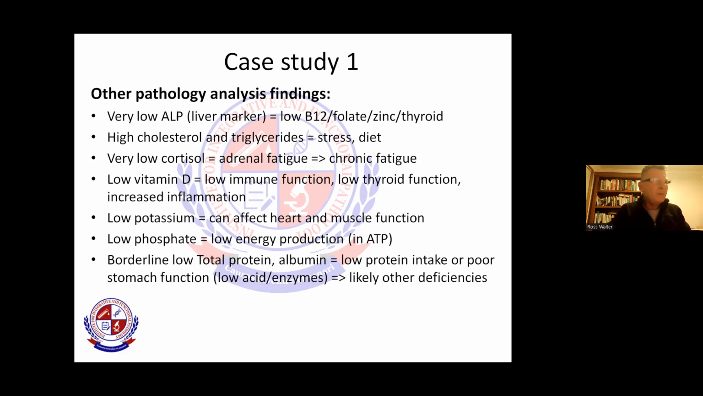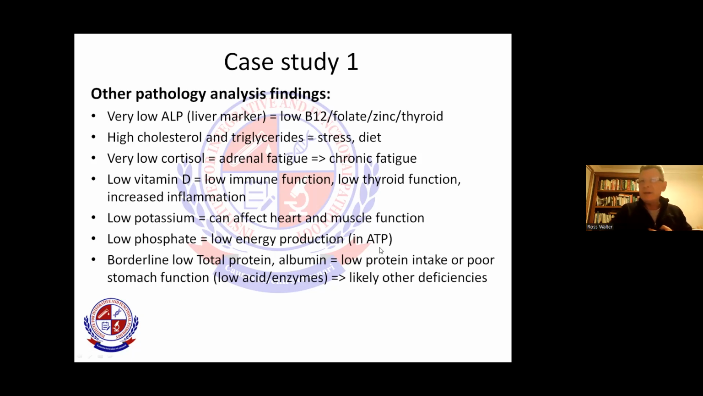There was also borderline low protein and albumin. Albumin's just another transport protein in the body. These results can indicate low protein intake in the diet, so you need to check that. Are they eating enough protein in each meal? Or is it actually poor stomach function? Are they eating enough protein, but their stomach isn't digesting and breaking it down into the smaller amino acids that you need to absorb and build those proteins? This suggests poor stomach function and low acid and enzyme production in the stomach. So we need to again find out why that is and then fix those issues.